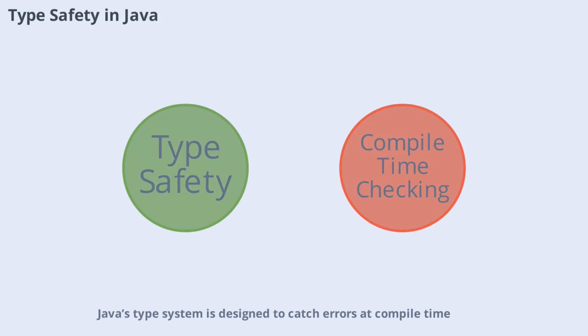Java's type system is designed to catch errors at compile time before your code even runs. This type safety prevents many common bugs like assigning a string to a number or vice versa. By understanding and respecting Java's type rules, you can write code that's more reliable and easier to maintain.